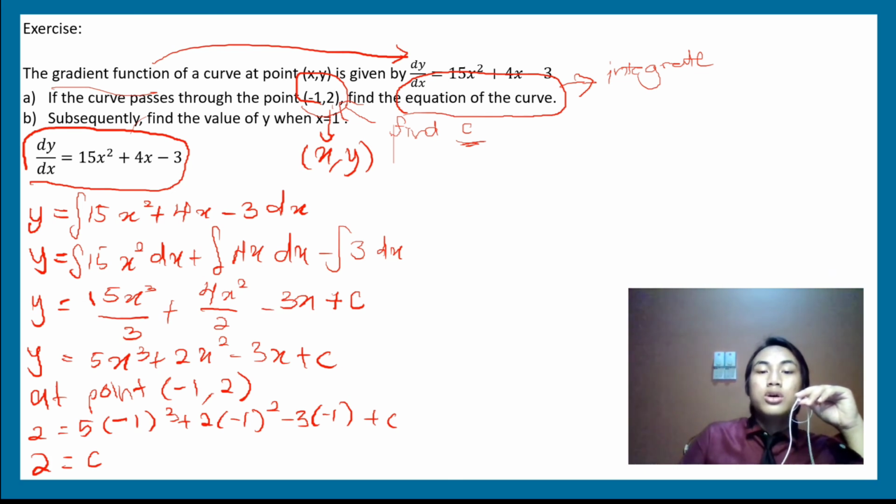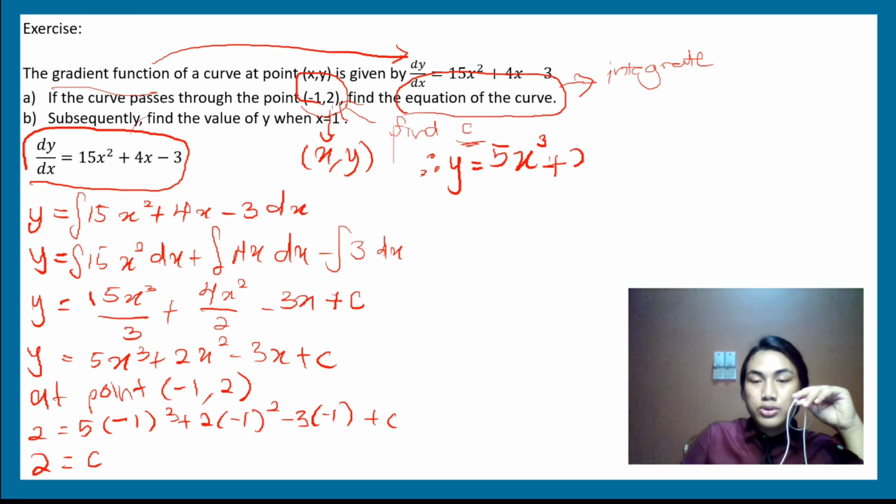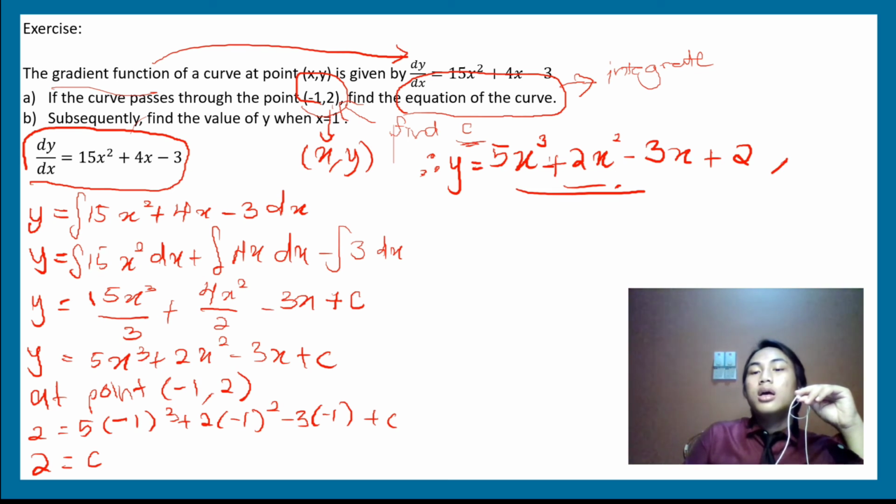All right, so the final answer is, I have to write here because there is no space anymore. So just copy it back. So y equal to 5x cubed plus 2x squared minus 3x plus 2. It's a complete answer, the best answer. Okay, so that is our question A.